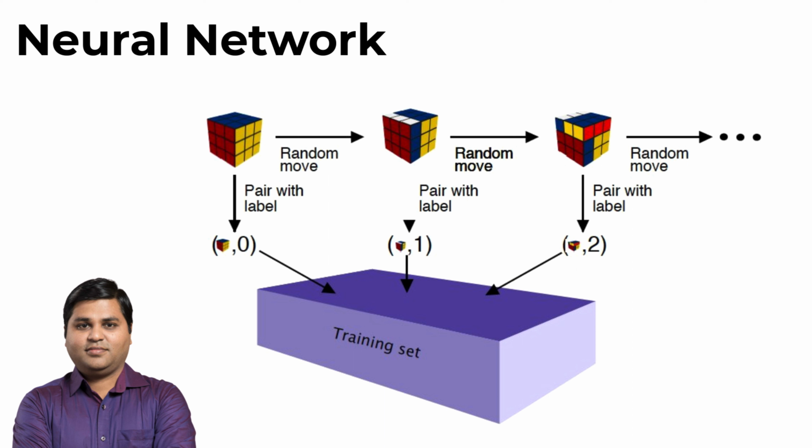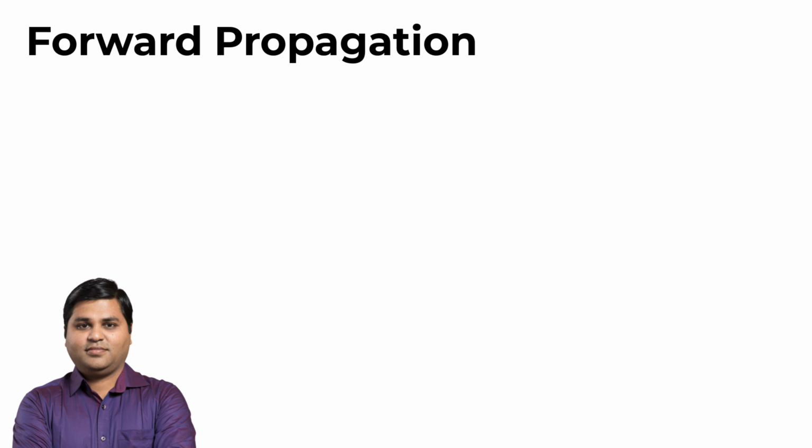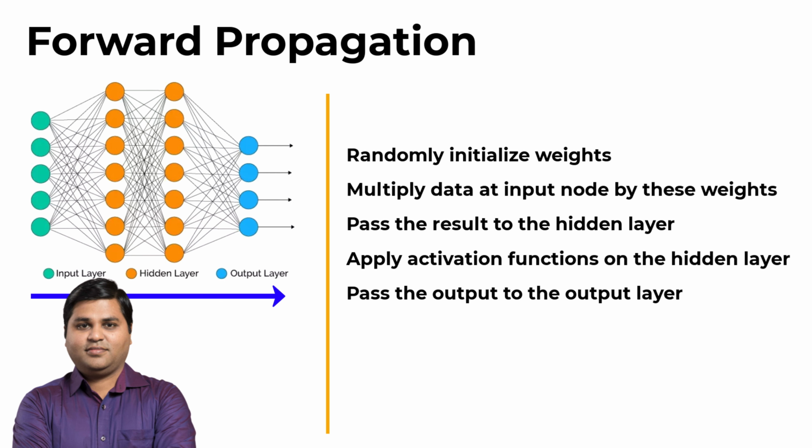Let's see how all of these parts come together and work. The first part is called forward propagation. During this step, information flows from the input layer to the output layer like a wave moving forward. Firstly, the neural network randomly initializes the weights. These weights are like the strength of the connections between the neurons.